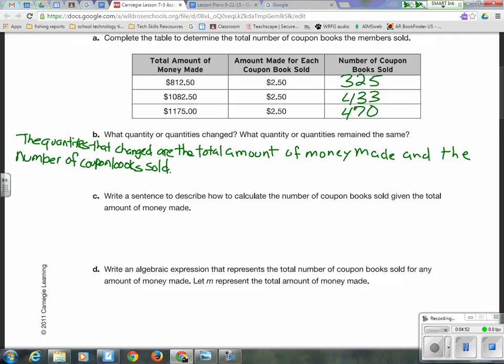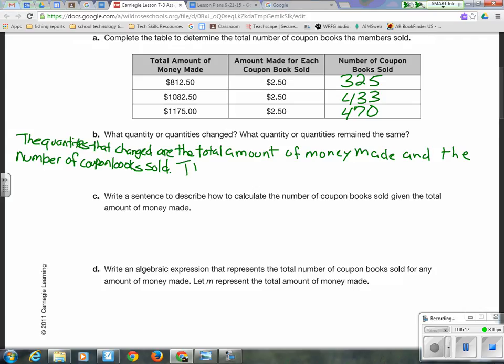Am I done with this problem? No, because there's a second question to this. What quantity or quantities remain the same? Is that what it says? What's it say? The amount made for each coupon book.